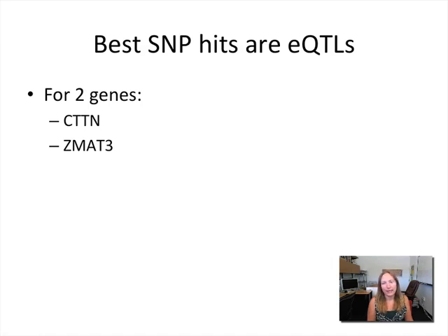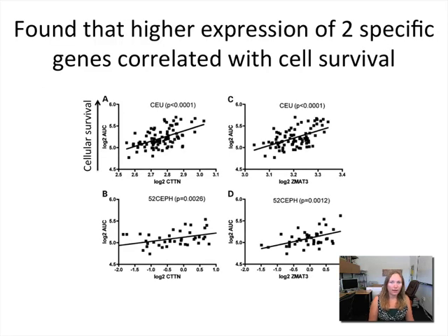The best SNP hits are eQTLs for these two genes, CTTN and ZMAT3. And they show that the higher expression of these two specific genes correlates with cell survival. So here on the x-axis for each of these, we'll start here, you have expression of the gene. So this is expression of CTTN. This is high expression of that gene, low expression of that gene. And then on the y-axis, you have cellular survival.